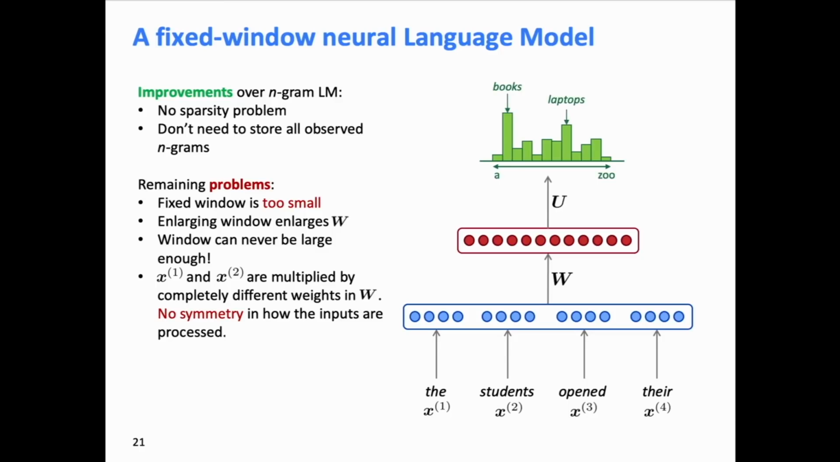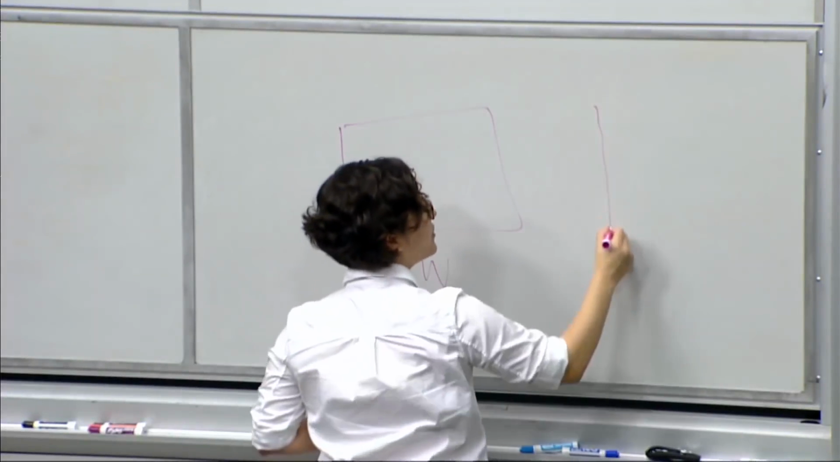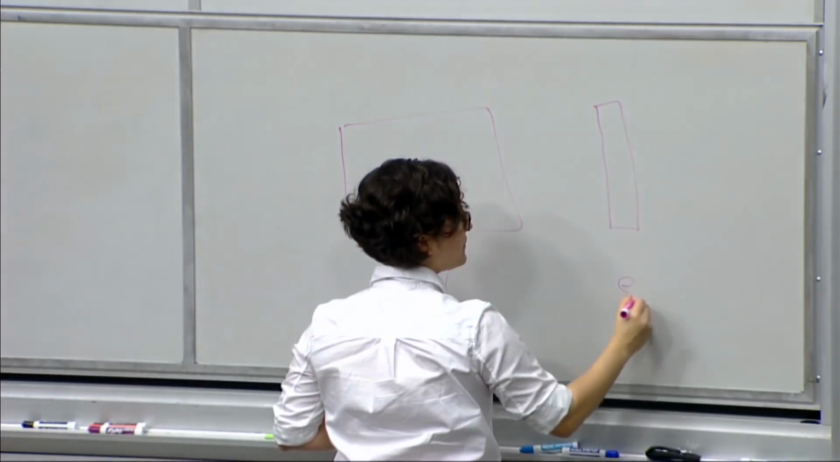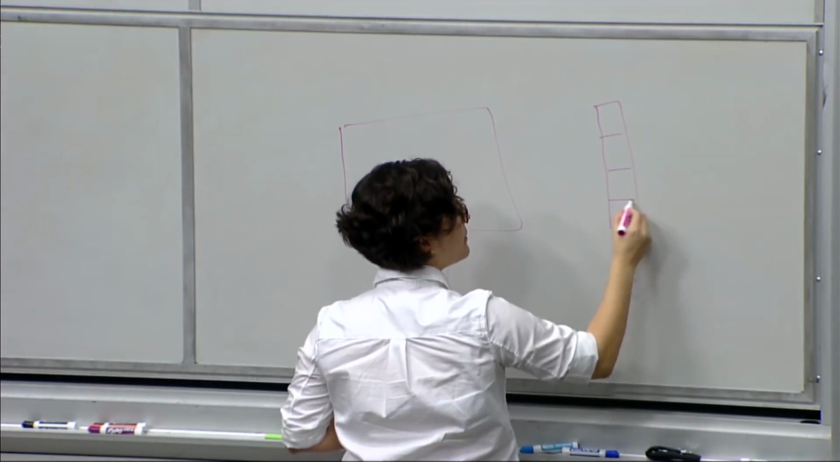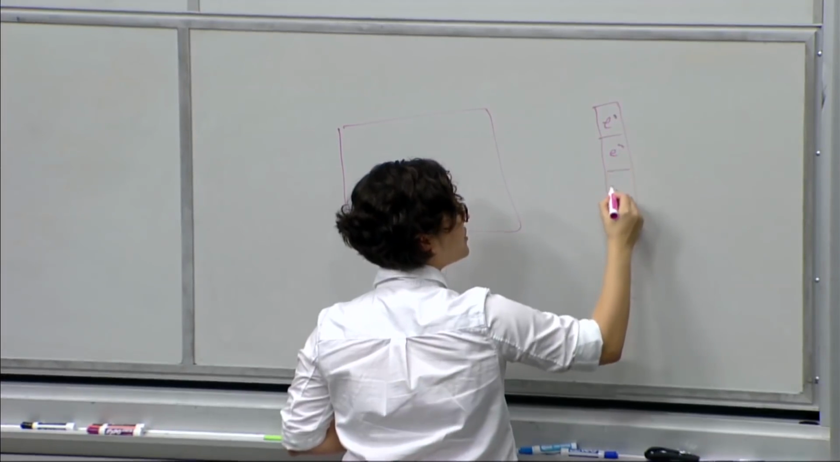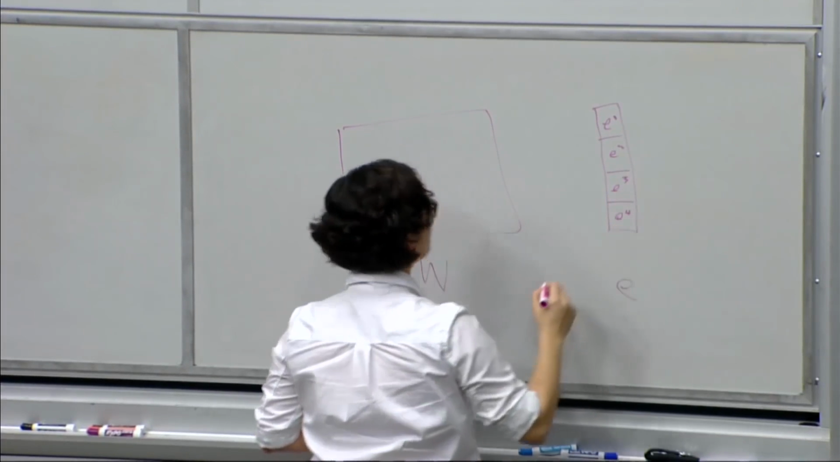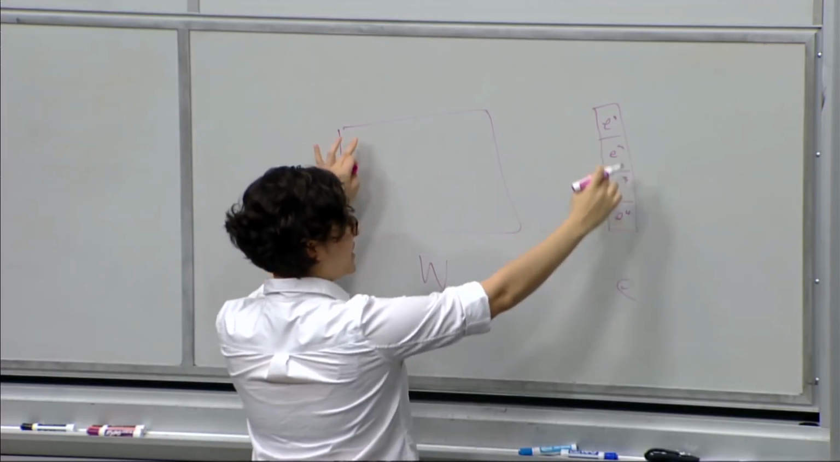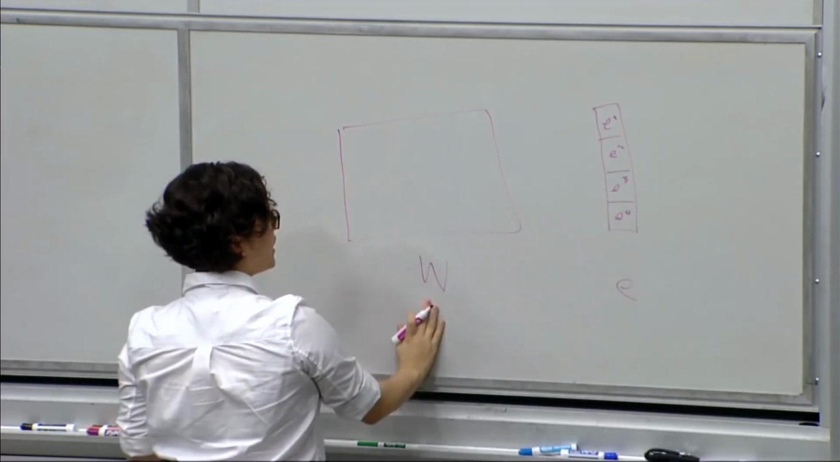Another problem with this model, which is more of a subtle point, is that x1 and x2, and really all of the words in the window, are multiplied by completely different weights in W. To demonstrate this, you could draw a picture. So you have your weight matrix W, and then you have your concatenation of embeddings E, and we have 4 embeddings, so we have E1, E2, E3, E4, and you multiply the concatenated embeddings by the weight matrix.